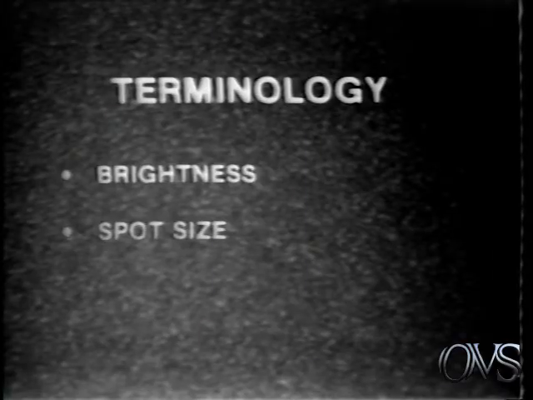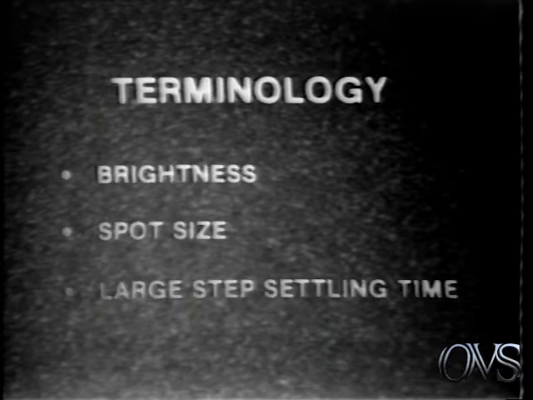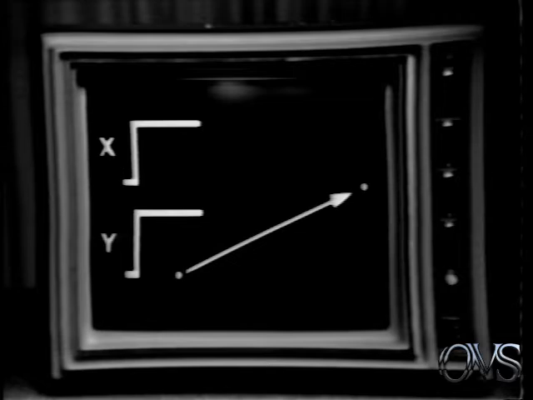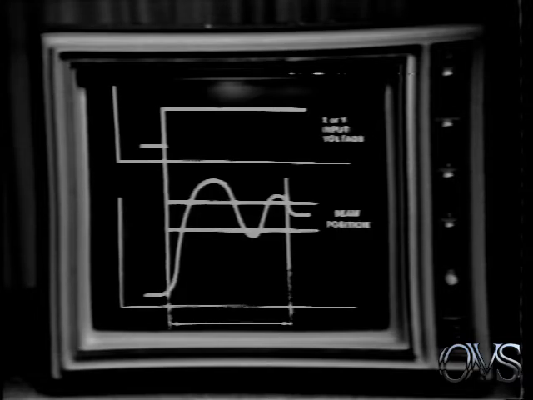Another CRT display term is diagonal settling time, sometimes called large step settling time. This is the time required for the beam to settle within a specified distance of a new position in response to voltage steps applied to the X and Y inputs. When any on-screen command is applied to the X and Y inputs, the beam will move to the required location and settle within specified limits in less than the specified time.